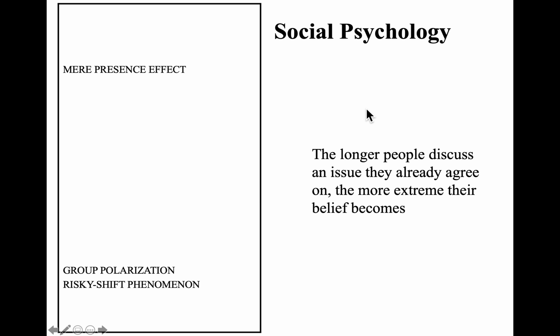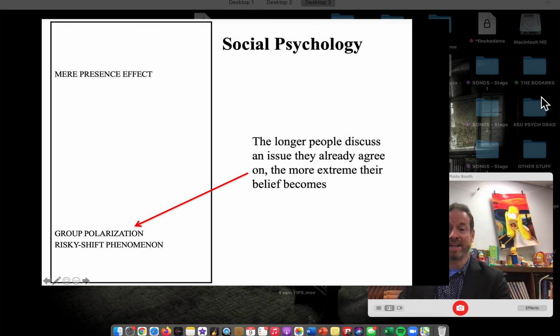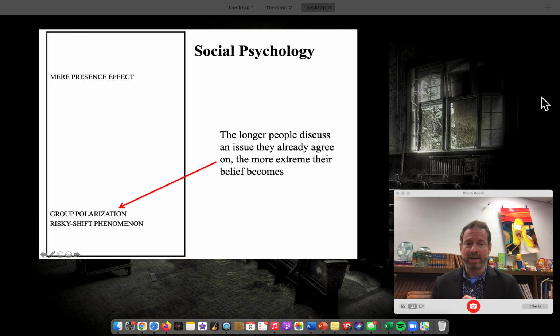The answer? Group polarization. And this is important to understand. It's also kind of an AP favorite. If people already kind of agree on something, the longer time that they talk about it, this thing that they agree on, the more extreme that view will become with time and discussion. So time and discussion with people who already agree, and it's important that you understand that part, they eventually shift outward to a more radical position.